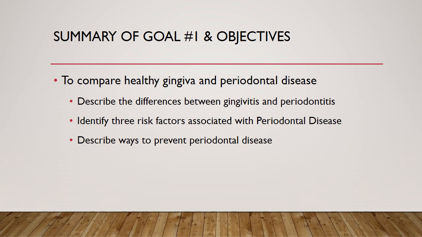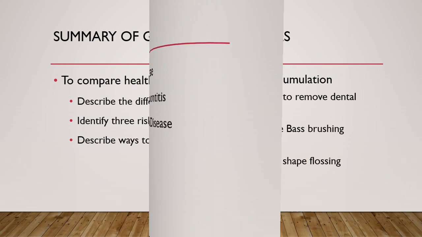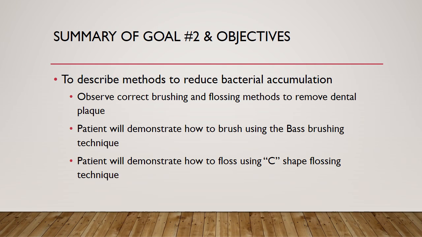Now let's review. Our first goal was to compare healthy gingiva and periodontal disease, and this was done by the patient describing differences between gingivitis and periodontitis, identifying 3 risk factors associated with periodontal disease, and describing ways he or she can prevent periodontal disease. The second goal was to describe methods to reduce bacterial accumulation, in which the patient observed correct brushing and flossing methods, and also demonstrated how to brush using the Bass brushing technique and floss using a C-shaped technique.